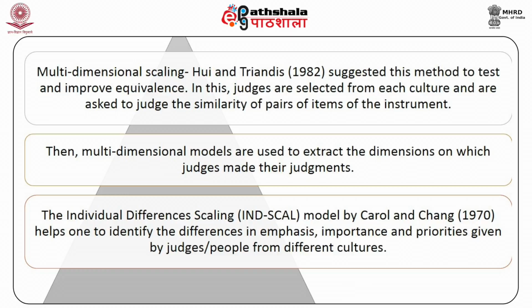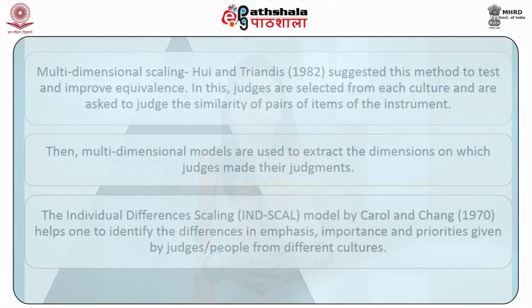B. Multi-dimensional scaling. Hugh and Schreindis in 1982 suggested this method to test and improve equivalence. In this, judges are selected from each culture and are asked to judge the similarity of pairs of items of the instrument. Then, multi-dimensional models are used to extract the dimensions on which judges make their judgments. The individual differences scaling model by Carroll and Chang in 1970 helps one to identify the differences in emphasis, importance and priorities given by judges or people from different cultures.